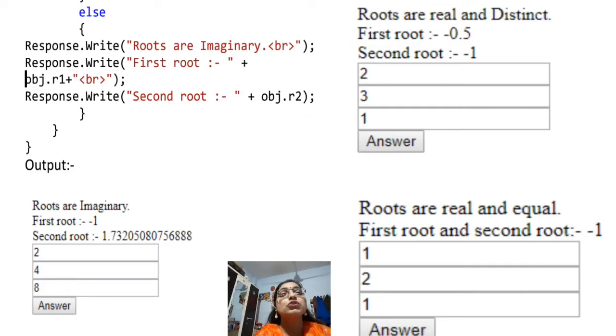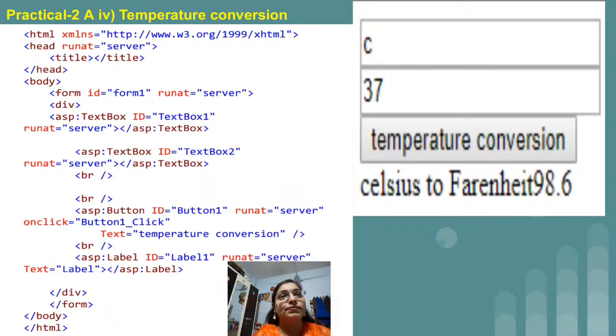Now we are moving to the last practical, practical number 2A. We still have so many practicals, but currently we are on practical number 2A, fourth question, that is temperature conversion. Basically in this practical I did only two conversions of temperature. First one is Celsius to Fahrenheit, and the second conversion is Fahrenheit to Celsius. So for the same you should know the formulas.